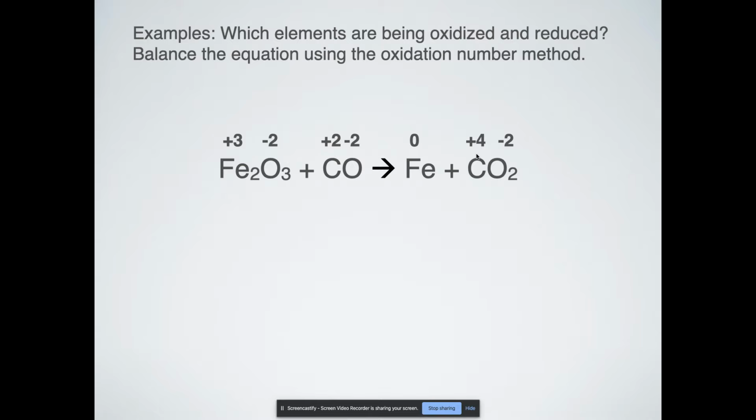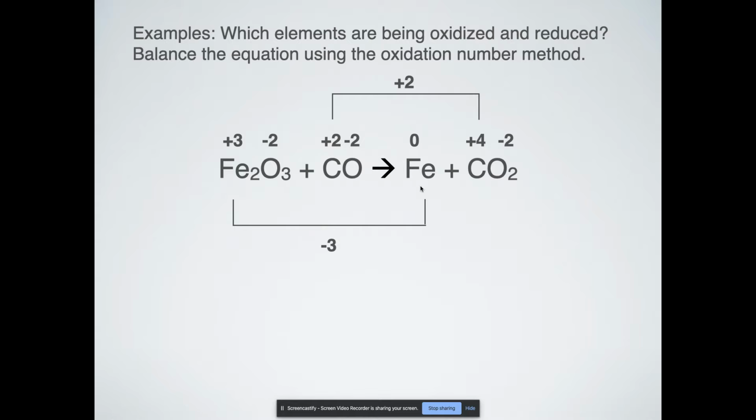Now, what I want to look at here is notice that my oxygens are the same no matter what, -2, -2, -2. So there's nothing changing there. But what is changing are the carbons going from +2 to +4 and the irons going from +3 to 0. So I'll connect my irons and say, okay, that is going to be a -3 change that I want here. This is going to be a +2 change, right? So I lost 3 here, whereas I gained 2 here.